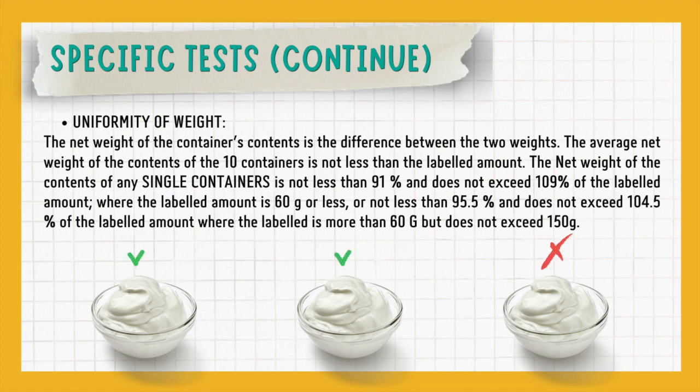The average net weight of the contents of the 10 containers is not less than the labeled amount. The net weight of the contents of any single container is not less than 91% and does not exceed 109% of the labeled amount where the labeled amount is 60 grams or less, or not less than 95.5% and does not exceed 104.5% of the labeled amount where the labeled amount is more than 60 grams but does not exceed 150 grams.